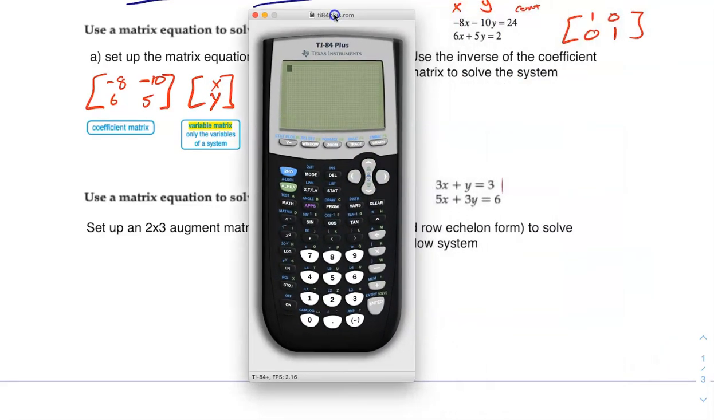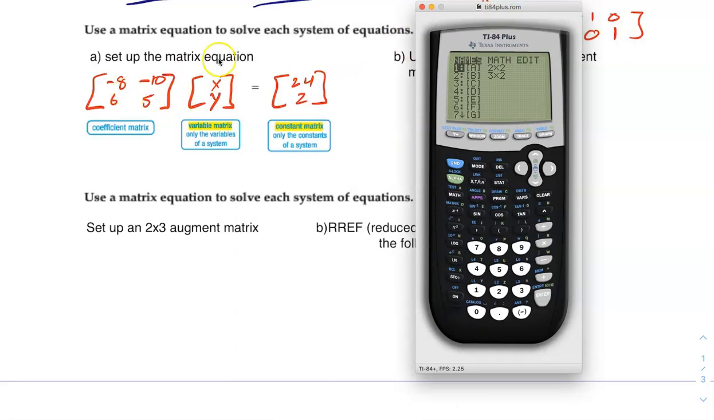I'm going to go second, matrix. I'm going to type in all of my equations right here, so the coefficient matrix and the constant matrix. You don't put the variable one in because calculators can't do variables anyway. So it is a 2 by 2. It is negative 8, negative 10, 6, and 5. So there's my coefficient matrix. And let me get out and put my other matrix down there. This one's a 2 by 1, 2 rows, 1 column.